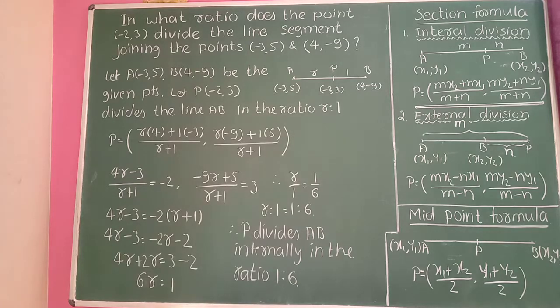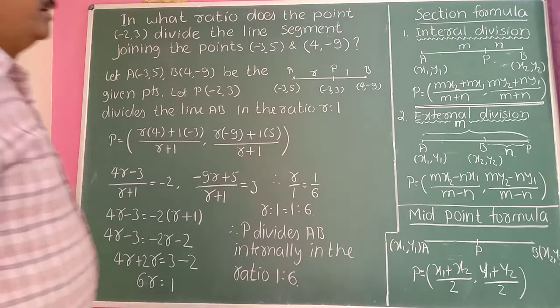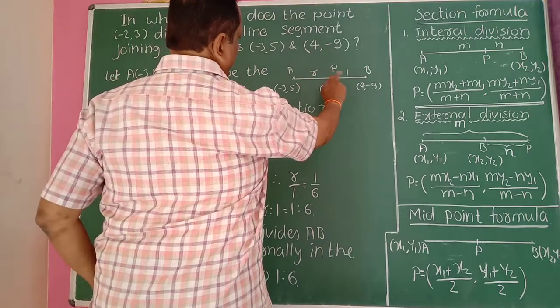So here you can use this procedure, or you can take P divides AB in the ratio m:n also.